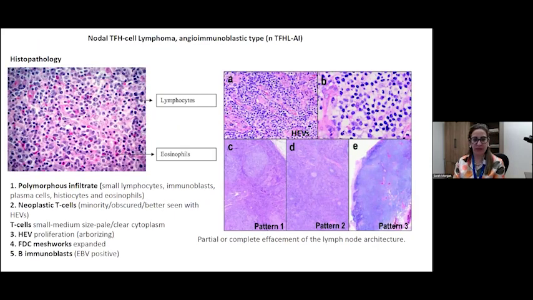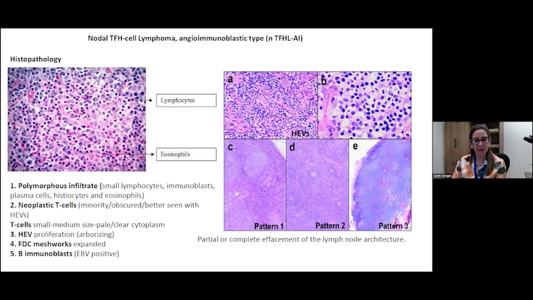Here I'm showing a summary of the histological findings of this type of lymphoma. On the left side, I put from number 1 to 5 the main findings in this lymphoma, and you can look at the photomicrograph. It's showing a polymorphous infiltrate, which is predominantly made of small lymphocytes, immunoblasts, which are the ones with prominent nucleoli, plasma cells, histiocytes, and eosinophils.